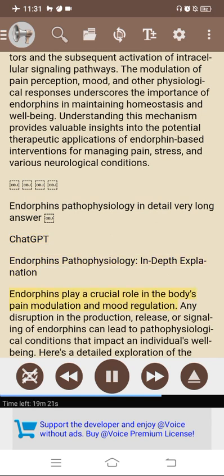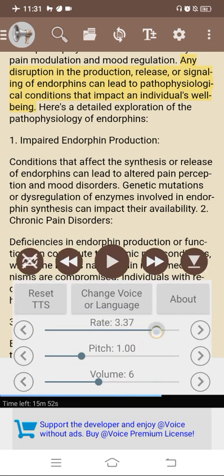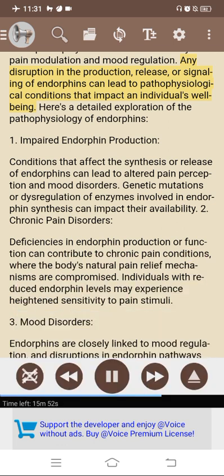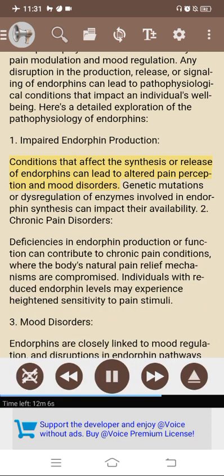Endorphins play a crucial role in the body's pain modulation and mood regulation. Any disruption in the production, release, or signaling of endorphins can lead to pathophysiological conditions that impact an individual's well-being. Here's a detailed exploration of the pathophysiology of endorphins. 1. Impaired endorphin production. Conditions that affect the synthesis or release of endorphins can lead to altered pain perception and mood disorders. Genetic mutations or dysregulation of enzymes involved in endorphin synthesis can impact their availability.